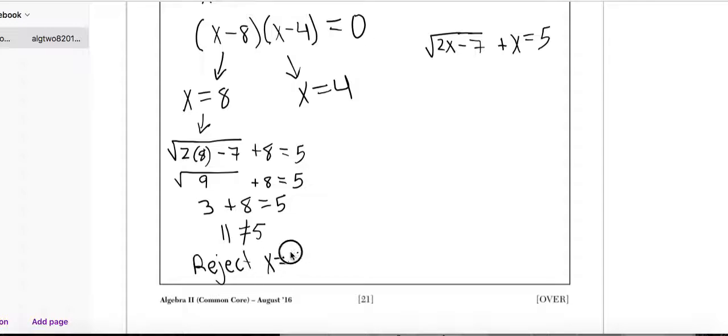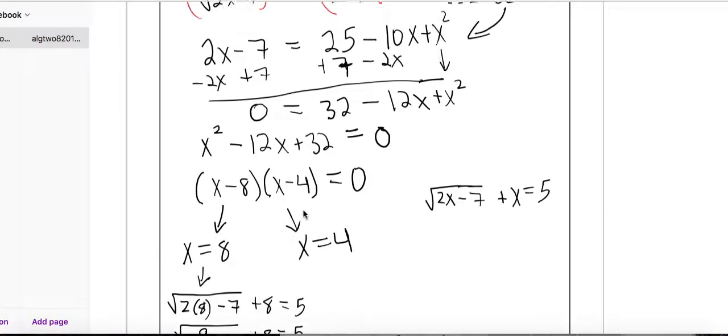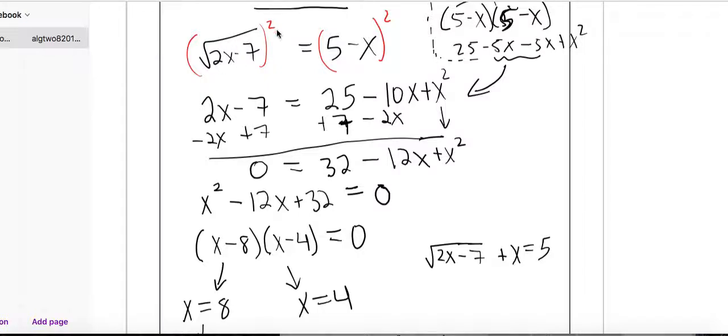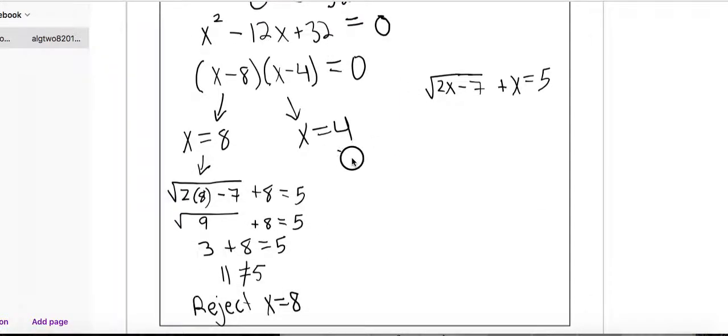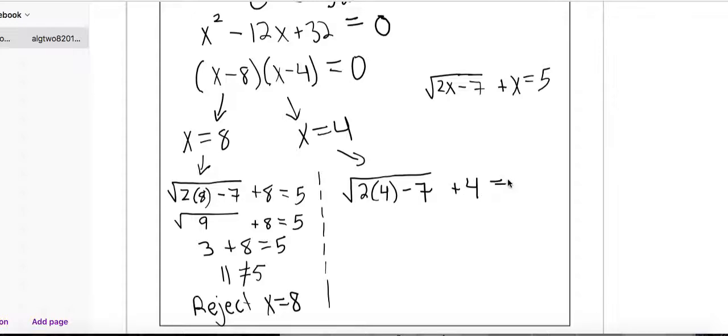So that's an extraneous root, a root that didn't work, because when we squared on both sides, that could introduce one or two extraneous roots, and sometimes it doesn't introduce any. But in this case, it introduced at least one. So now let's check for x equals 4, right? So the square root, same thing, of 2 times 4, when I substitute 4 for x, minus 7, plus 4 equals 5.